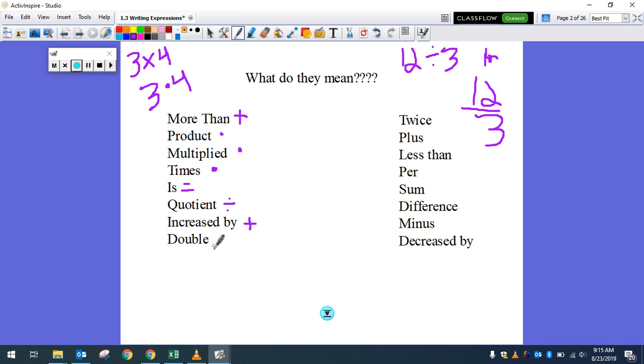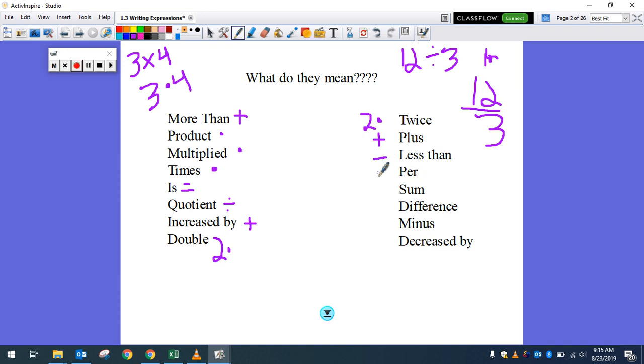Double. All right, so this is a tricky one you're probably going to want to write down. If you double something, that means you're going to multiply it by 2. I'm going to put 2 and then that multiplication sign. Doubling something means multiply by 2. Same thing with twice. Twice means you're going to multiply by 2. So I'm going to do the 2 and the dot. Twice means multiply by 2. Plus means to add. Less than means to subtract.